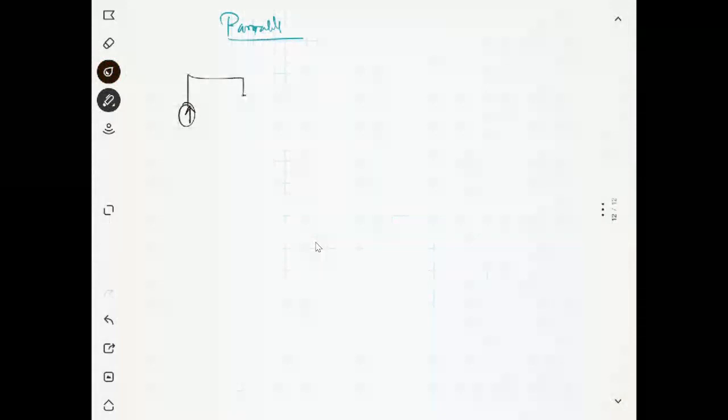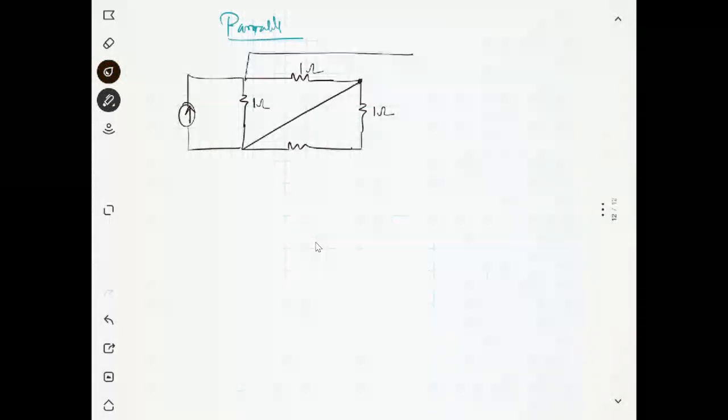This is your circuit. This is 1 ohm, and this is 1 ohm, and this is 1 ohm, this is 1 ohm. And you know this is a short circuit in the second case. Do you agree with me on this point? Yes.